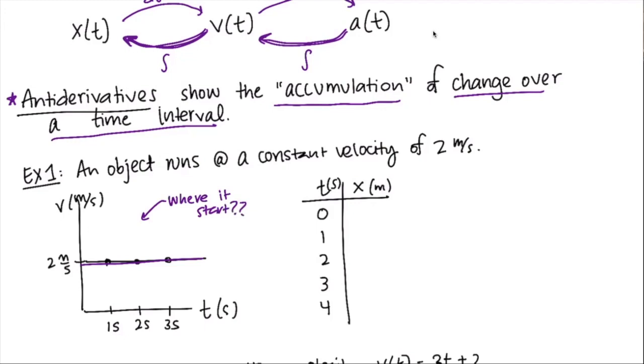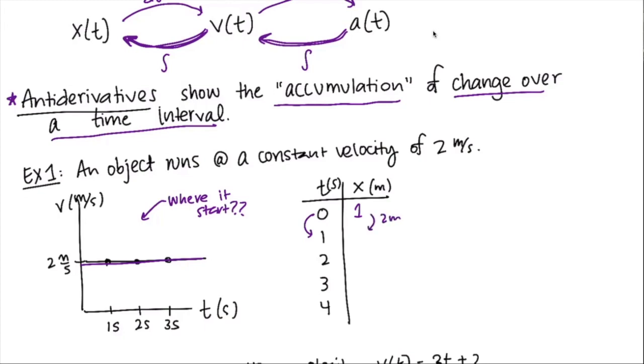No idea. So I'm just going to make something up. Let's pretend this starts at a position of 1 meter. And then let's think about, well, over that 1 second of time that happened, how far did it go? Well, if it's going 2 meters per second, in the first second it goes 2 meters.